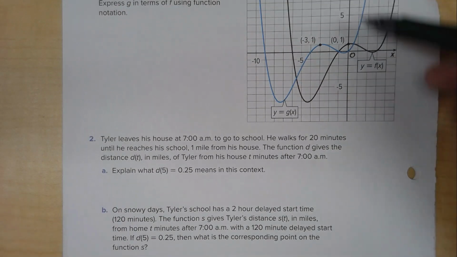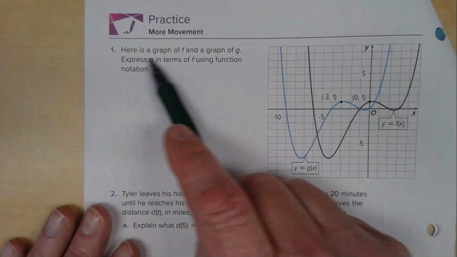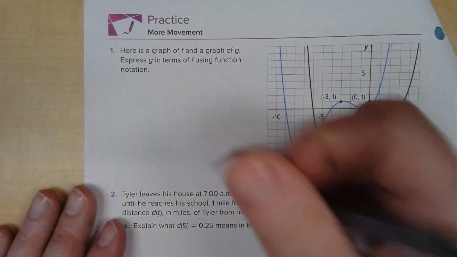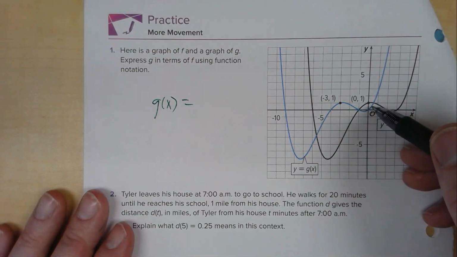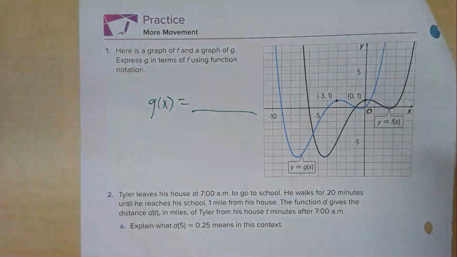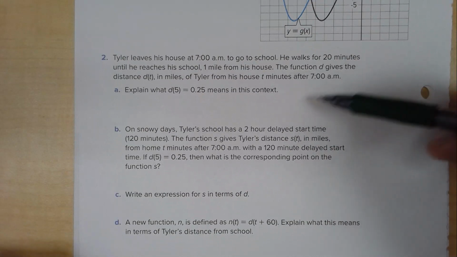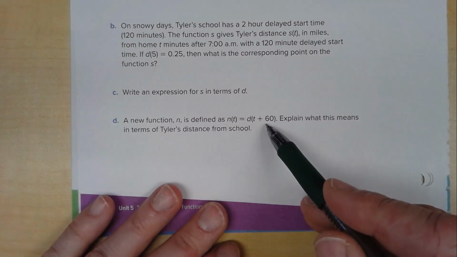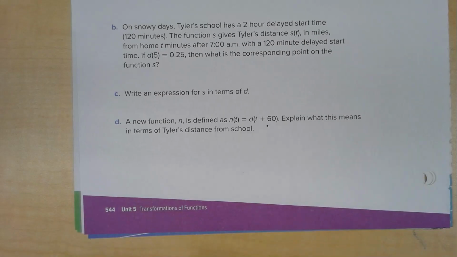All right, this here is very similar to what we just did in section 5.2. It says here's a graph of f and g, express g in terms of f. So you're saying g of x is equal to, well, how did it move? You know, is it plus, minus, whatever? So g of x equals something with f of x over here. This is the leaving school, driving, all that kind of stuff. And we talk about, like, you know, this is going to be left or right, 60 minutes. I believe it's 60 minutes.